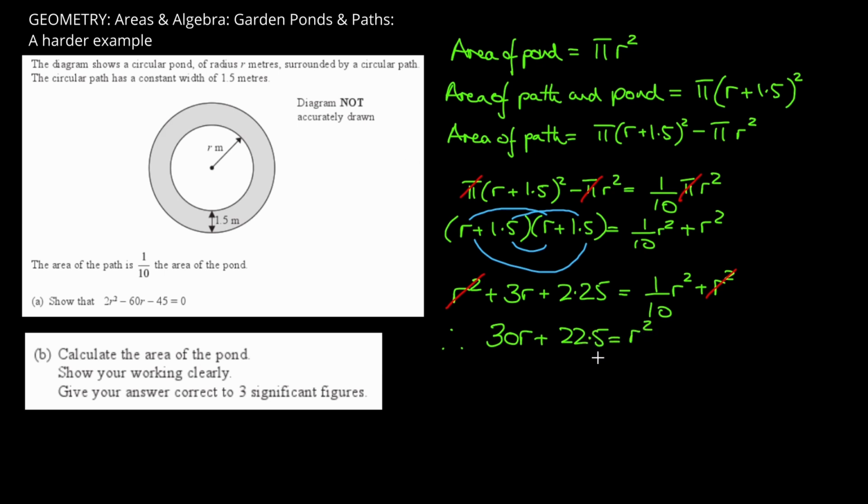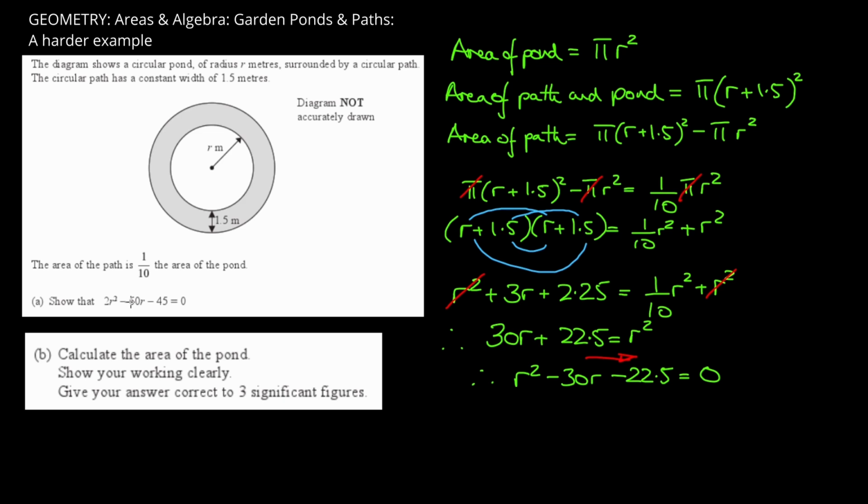Now I'm going to get everything on the right-hand side because I want to have r squared, which is positive, which will match what they've got here. So I get r squared. The 30r will move across and become negative, so this is negative 30r. And the 22.5 will also come across to this side because we're subtracting 22.5 from both sides. So this is negative 22.5 is equal to 0 because we've moved everything.